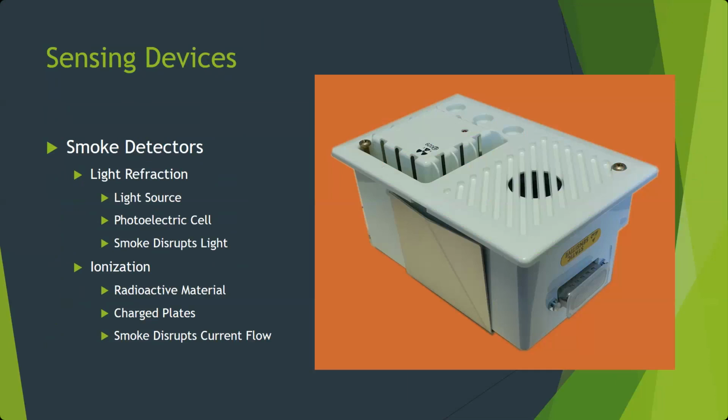But the smoke can also disrupt the alpha particles from getting from that little chunk of radioactive material up to those charged plates. When that charge hits the plates, it creates a current flow. There's a certain amount of current it's looking for. And when that smoke gets between the little piece of radioactive material, I think it's usually americium, and the charged plates, then that current drops and it sends a signal that there's smoke present. Okay.